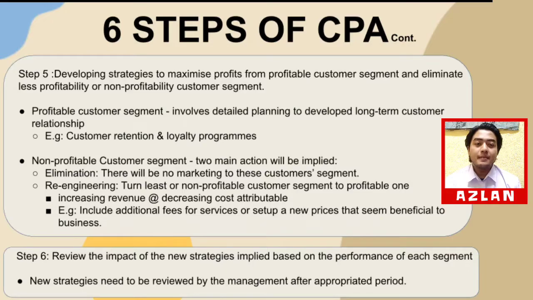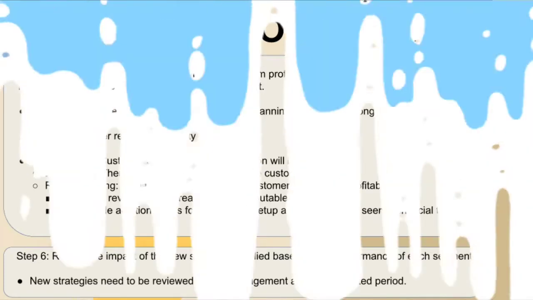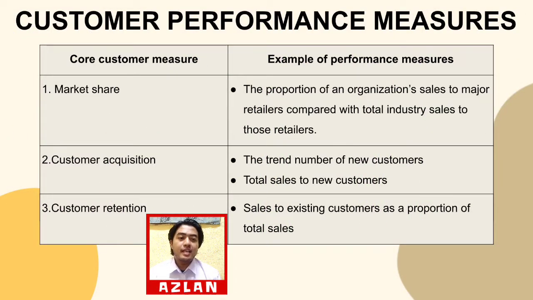The last step in determining CPA is to review all the strategies implemented by the company after an appropriate time, to see whether they are suitable or bring any benefit to the company or not. Now I will continue regarding the customer performance measure. This is important for the company to ensure the product and services are acceptable to customers and stay relevant within the industry. So basically, we can evaluate the customer's performance by looking at the 5 core customer measures.